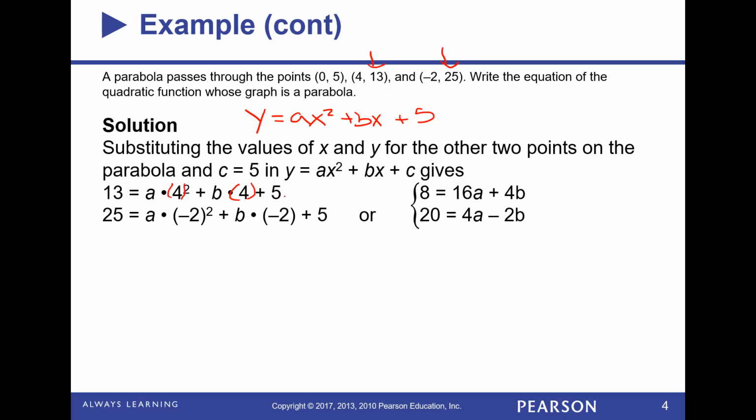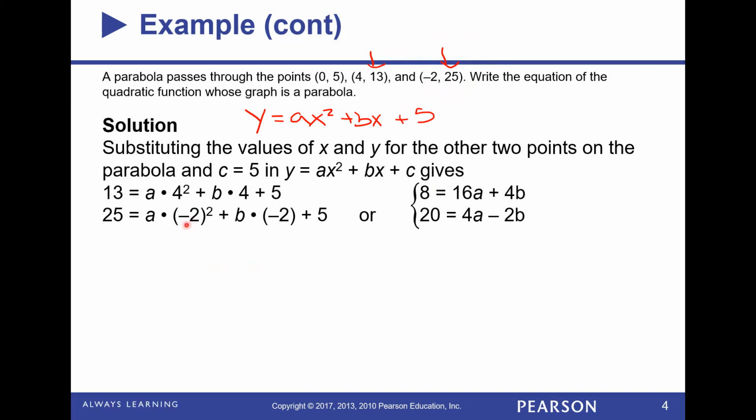But when I plug that in, I can't solve it out. All I can do is simplify. And since all I can do is simplify, we're left with a really pretty equation that simplifies to be 8 equals 16a plus 4b. Now, where did that 8 come from? Well, 4 squared is 16, so that's where the 16a came from, and then 4 times b is where the 4b came from. But you see this lonely 5 right here? I can subtract it to the other side, and 13 minus 5 is where I get my 8. Okay, now I can do the same thing and plug in the secondary point. So let me plug in (-2, 25).